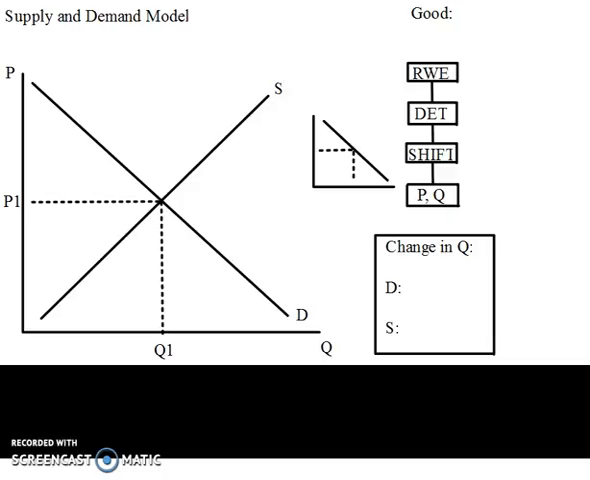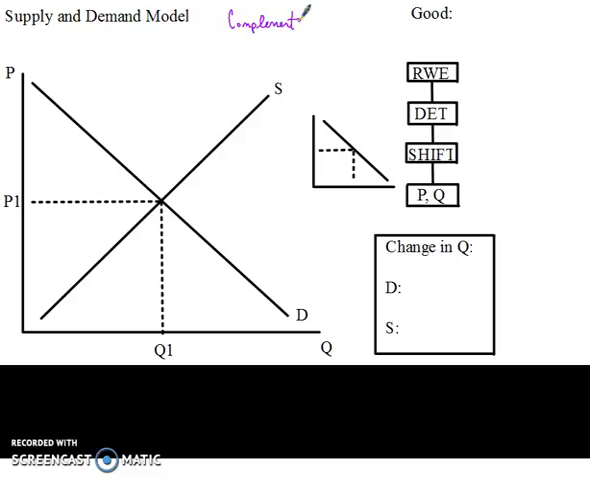On the last podcast, we talked about the determinant change in the price of related goods substitutes. In this podcast, we're going to look at change in price of related goods complements. So let's just review what that means.